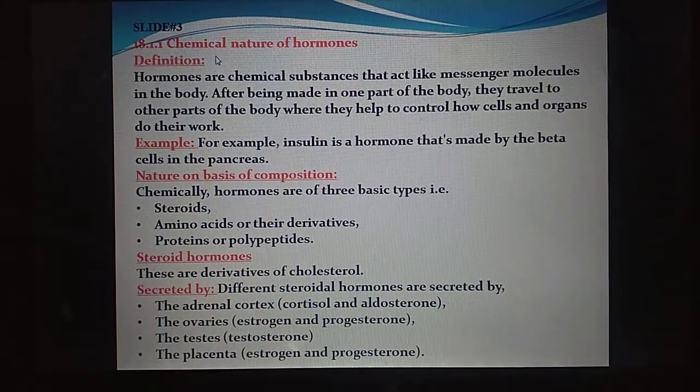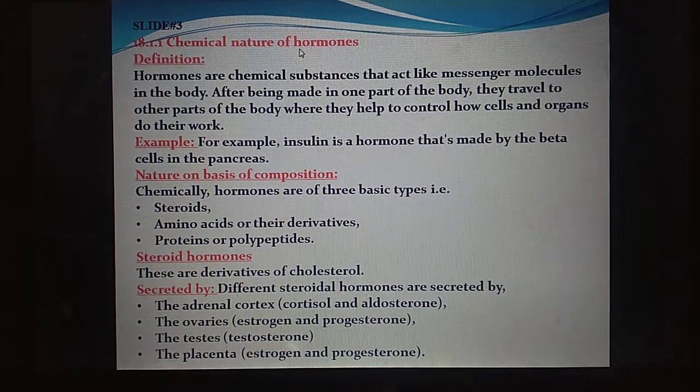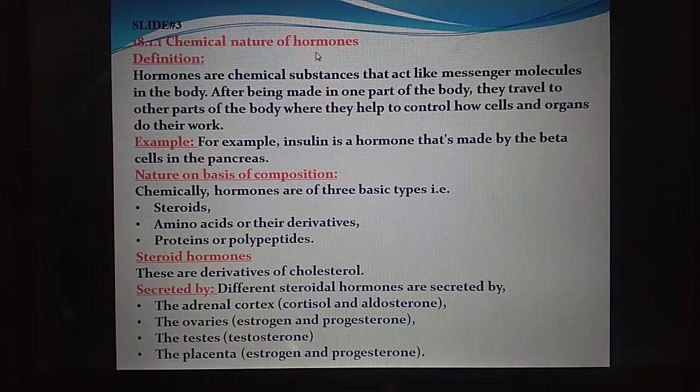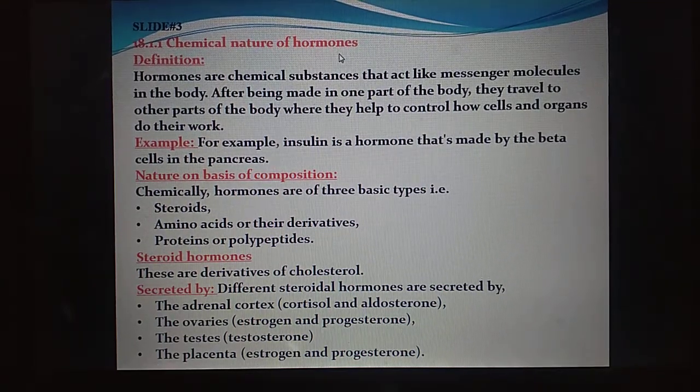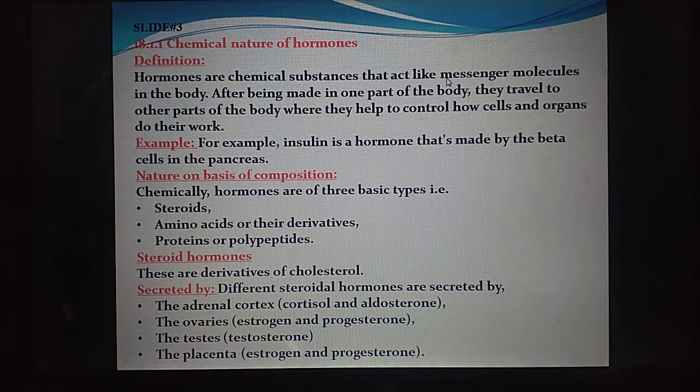Now we have to know the chemical nature of hormones. What is the chemical nature of hormones? If hormones are chemical messengers, are they proteins, lipids, amino acids or peptides? What is their nature? Let's see. But for that purpose, first we have to define the hormone again. Hormones are chemical substances that act like messenger molecules in the body. After being made in one part of the body, they travel to another part of the body where they help to control how the cells and organs do their work.